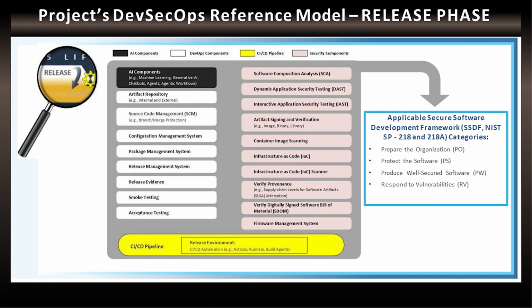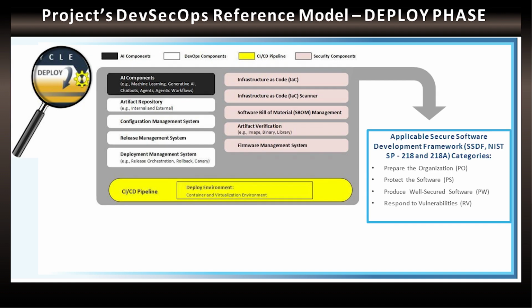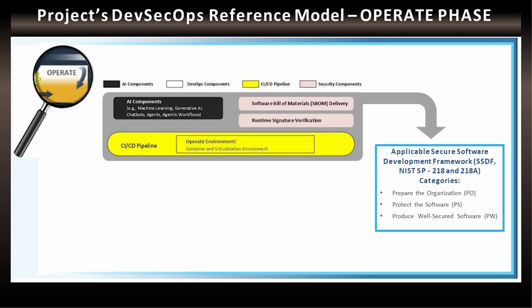Another phase, a release phase, the same thing applies here. This is a diagram that lists all the activities and components. This is the deploy phase. Same thing applies here. In this case, we believe that we'll be able to map to some of the tasks in all groups in SSDFs for this phase. Operate phase, same thing applies here.